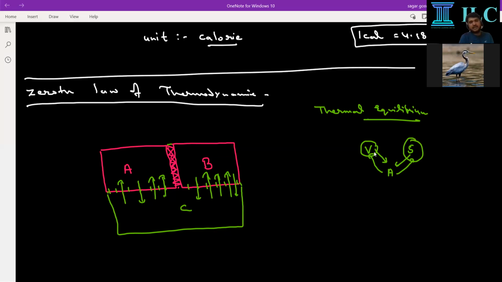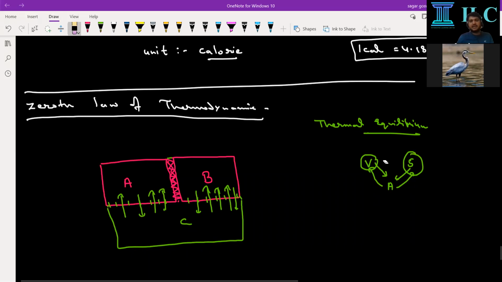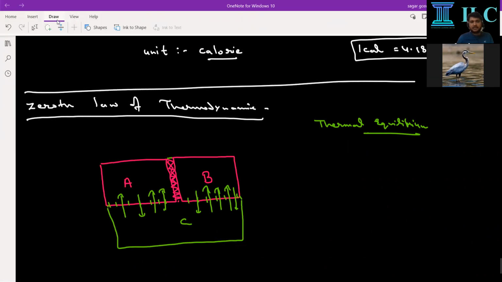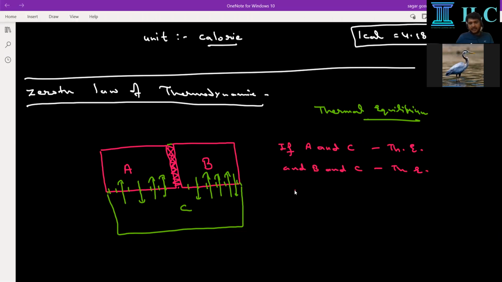So this is the same thing happening in the zeroth law. If A and C are in thermal equilibrium, and B and C are also in thermal equilibrium, then definitely we can say A and B are also in thermal equilibrium, yes or no? If A and C are in thermal equilibrium and B and C are also in thermal equilibrium, then obviously A and B are also in thermal equilibrium. So it means heat can be exchanged from one part to another part. This is your zeroth law of thermodynamics. Very simple it is, right?